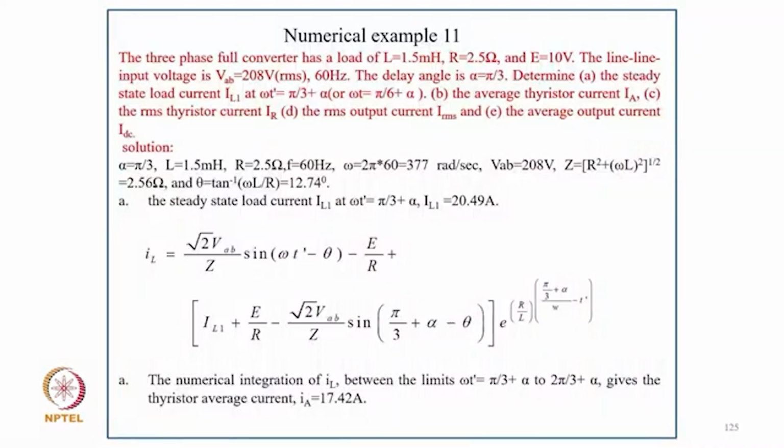So the solution is alpha equal to pi by 3, L equal to 1.5, R equal to 0.5, and f equal to 60, so omega equal to 2 pi 60, that is 377 radian per second, Vab 208, Z equal to root of R squared plus omega L squared, that is 2.56, and theta is tan inverse omega L upon R, 12.74 degree, and steady state load current at omega t dash equal to pi by 3 plus alpha, IL1 equal to 20.49.